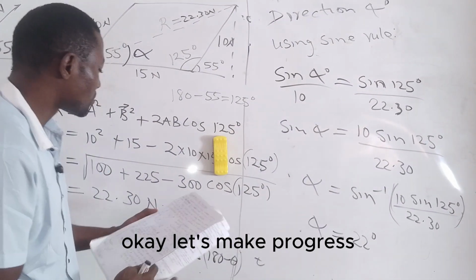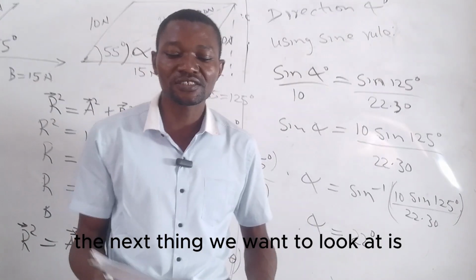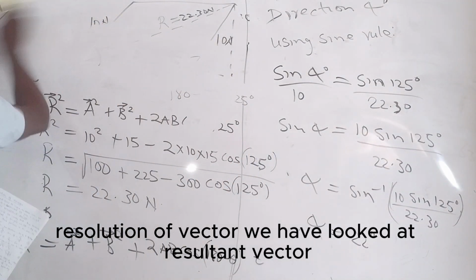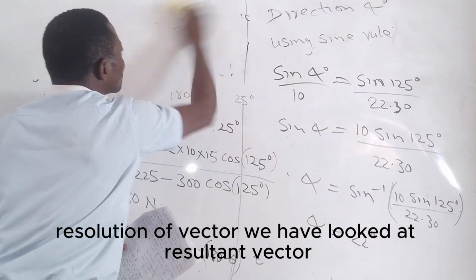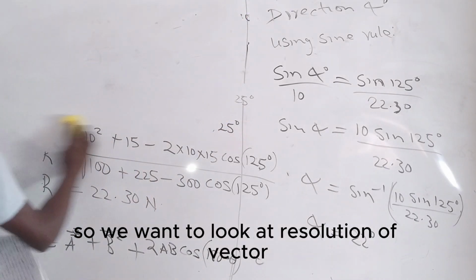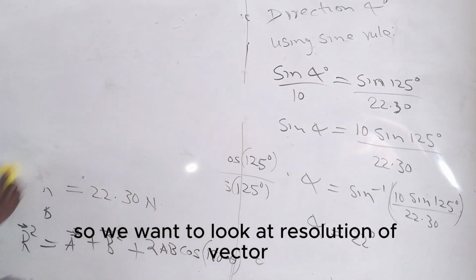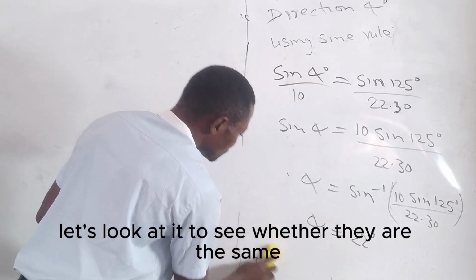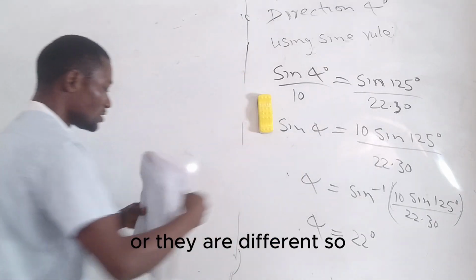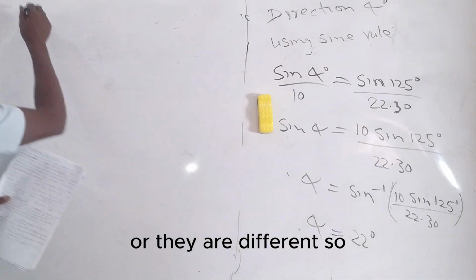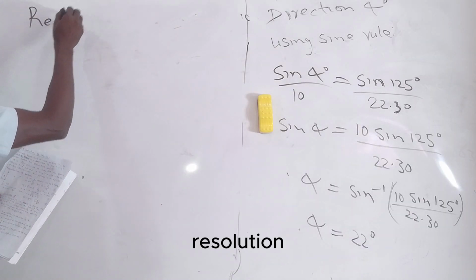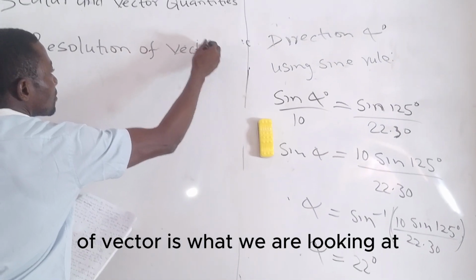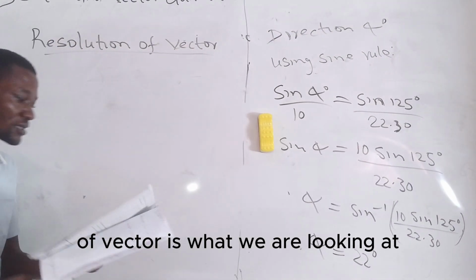Okay, let's make progress. The next thing we want to look at is resolution of vector. We have looked at resultant vector, so we want to look at resolution of vector. Resultant vector and resolution of vector, are they the same? Let's look at it to see whether they are the same or they are different.